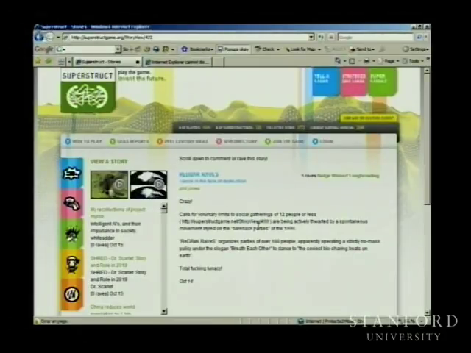Redback raves organize parties of over 100 people, apparently operating a strictly no-mask policy under the slogan, breathe each other, to dance to the sexiest bio-sharing beats on the earth. Total effing lunacy, because that person's playing with this idea of social terrorists or hacking and griefing. So of course you would have this sort of backlash, and the people are just playing off of each other and propelling these scenarios forward.